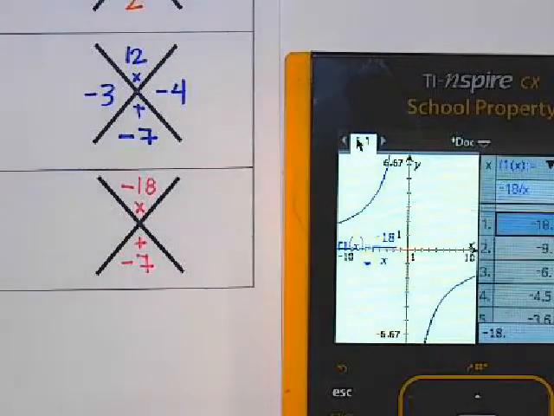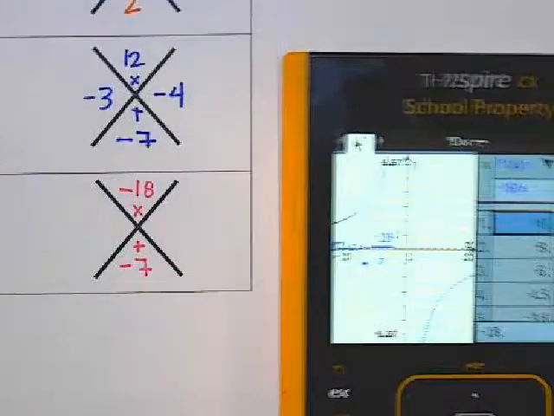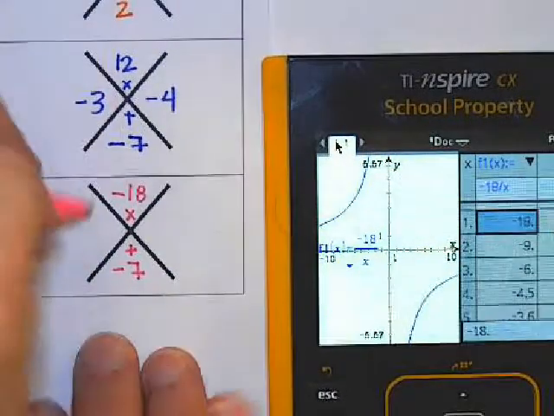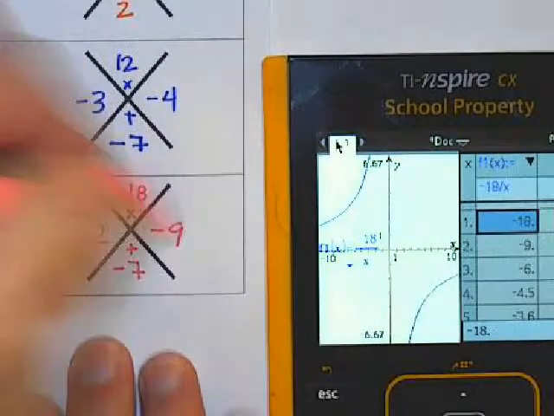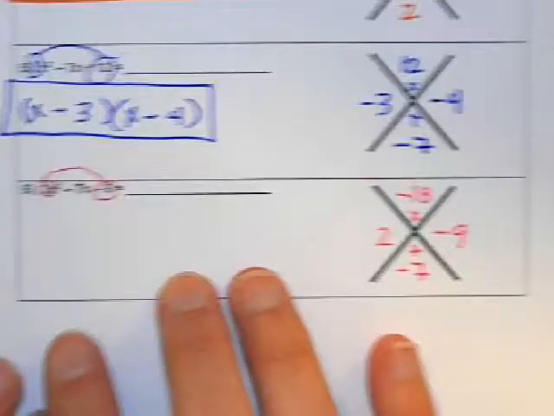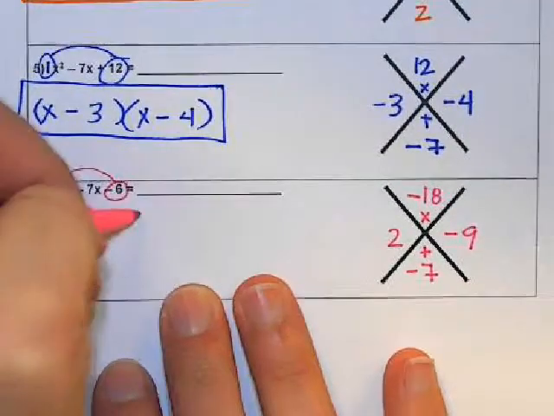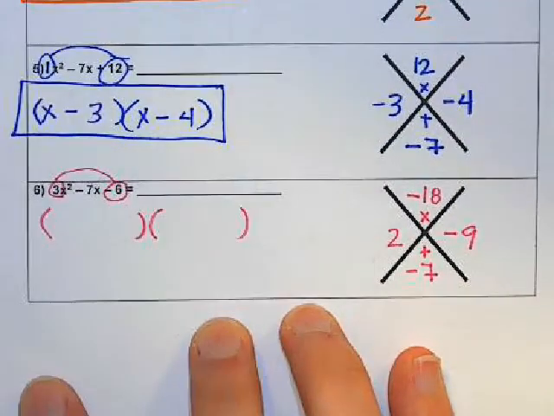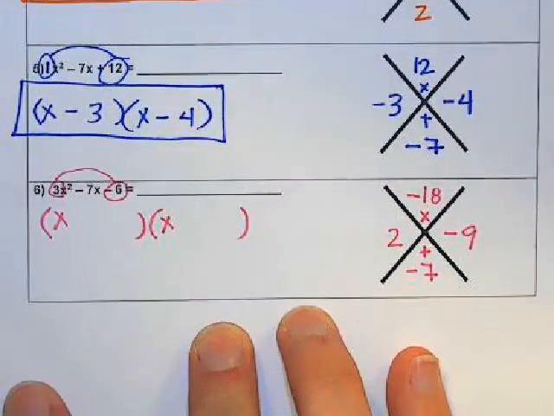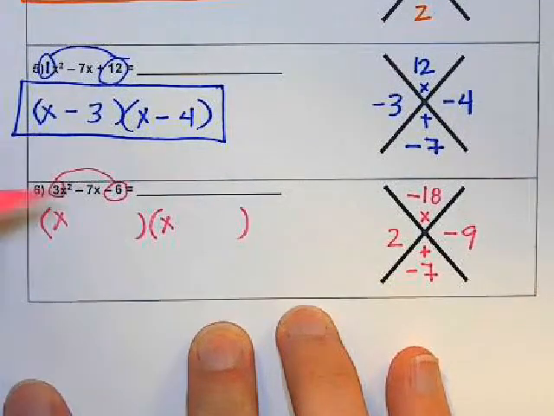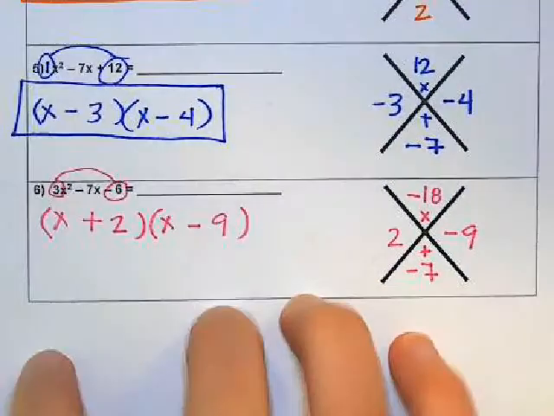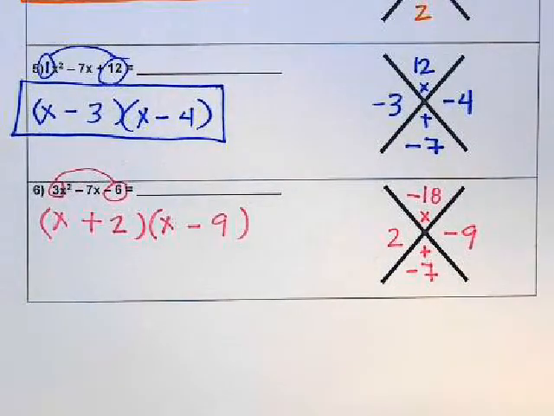Okay, what are my two numbers? What do we think? 2 and negative 9. Positive 2, negative 9. Okay, after the x, what do? Empty set of parentheses. Then what? Variable first. Then what? Positive 2, negative 9. Now I told you because there's a 3 at the front, we got to do one extra step.